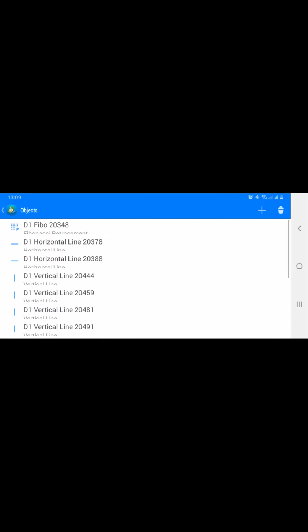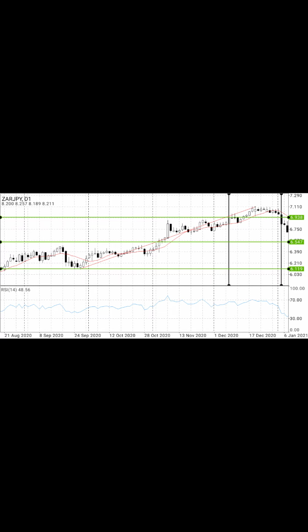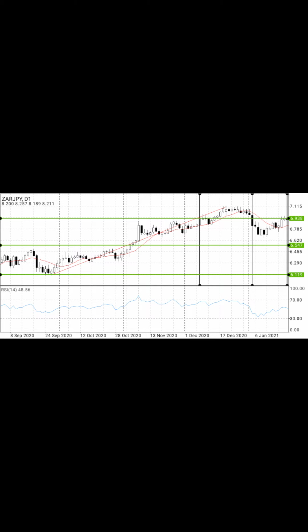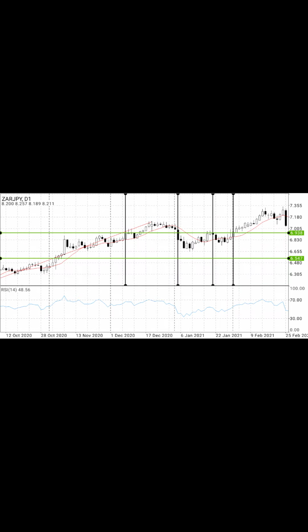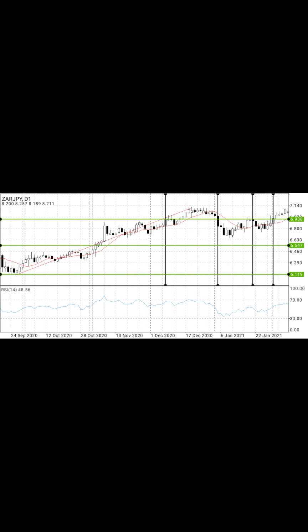So let's highlight that. So this new bullish lasted 3 months, between 24 September 2020 till 6th January 2021, not 27th December 2020.